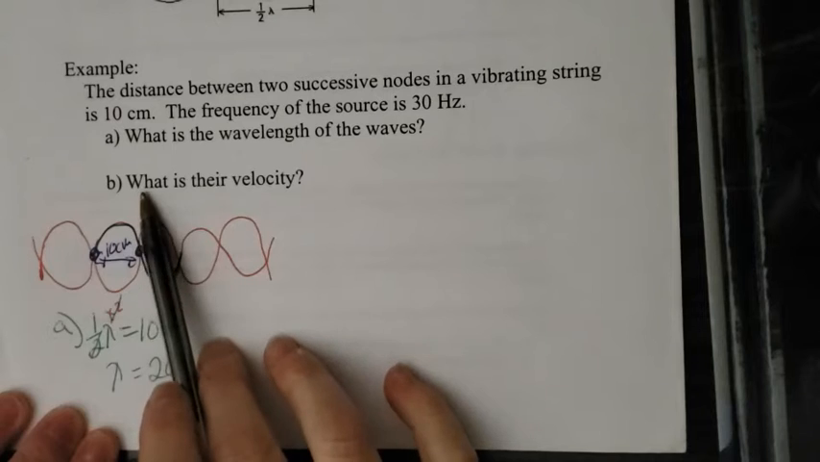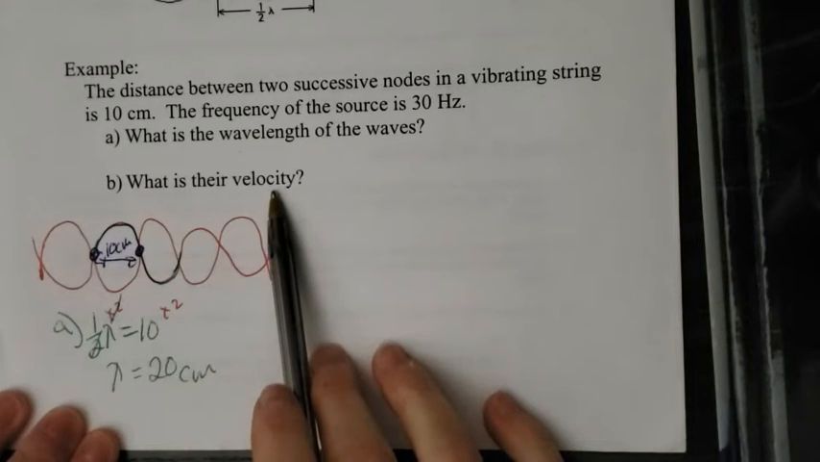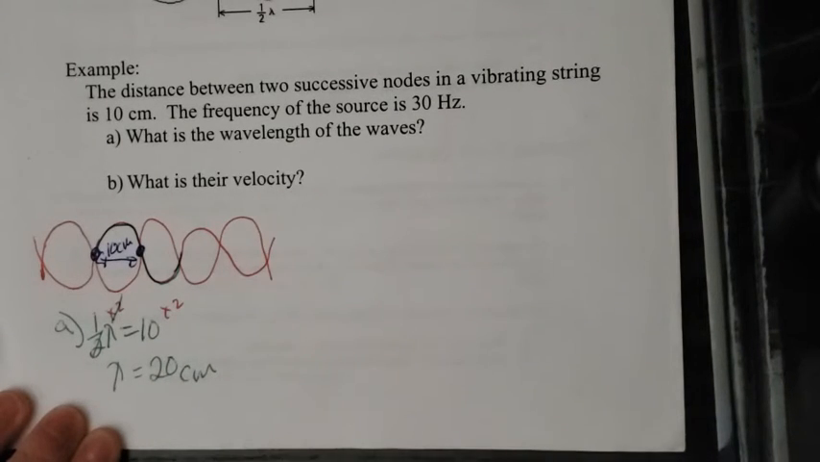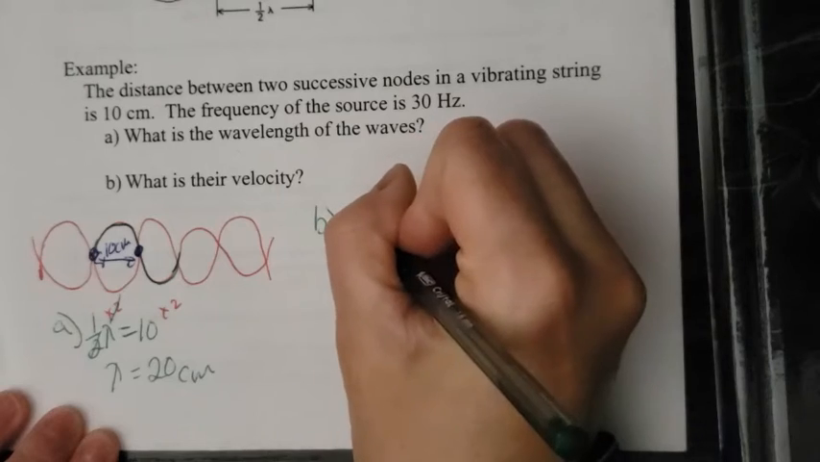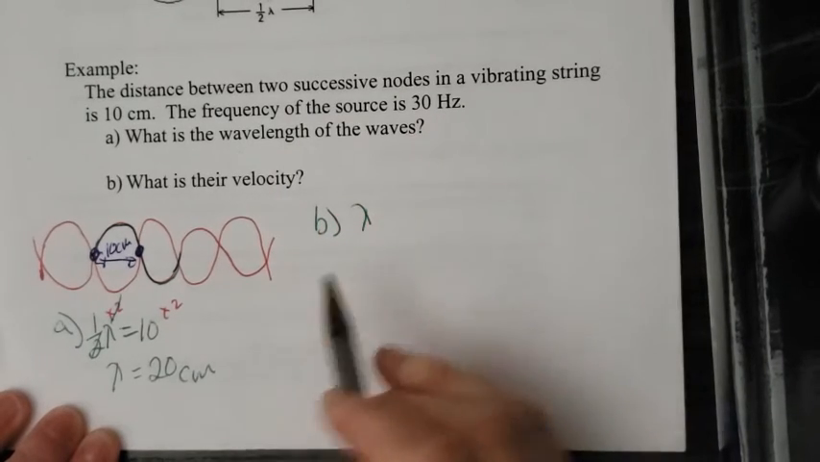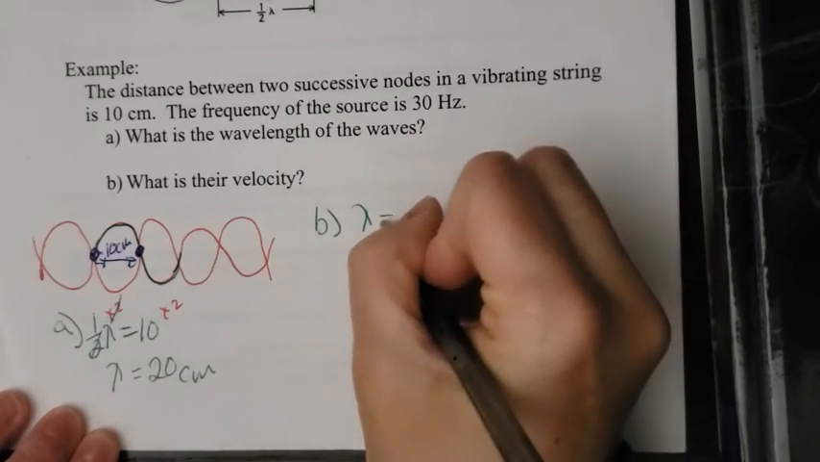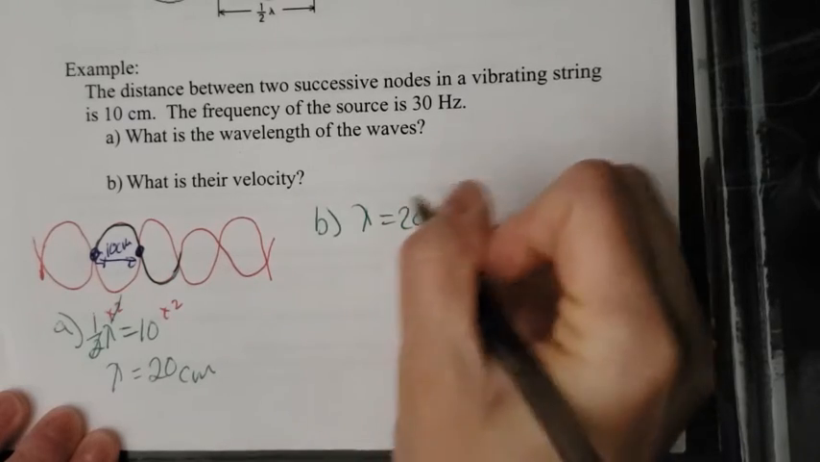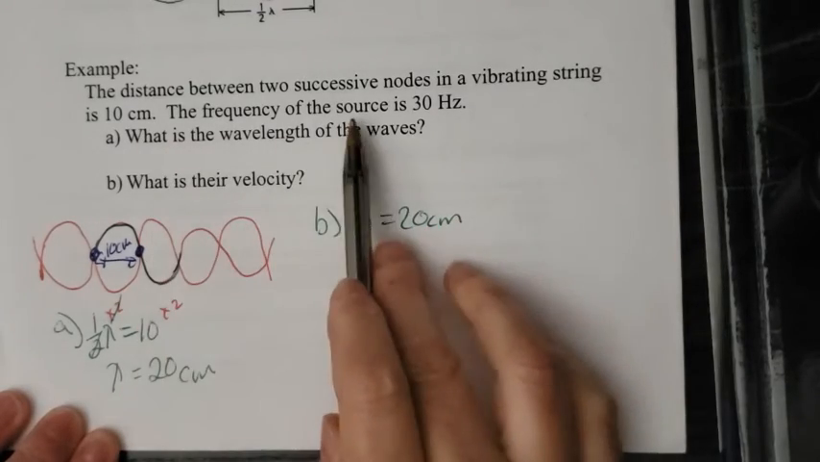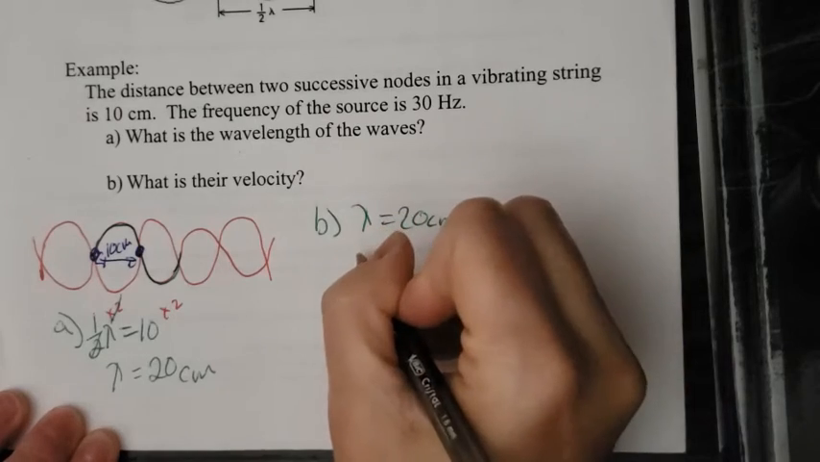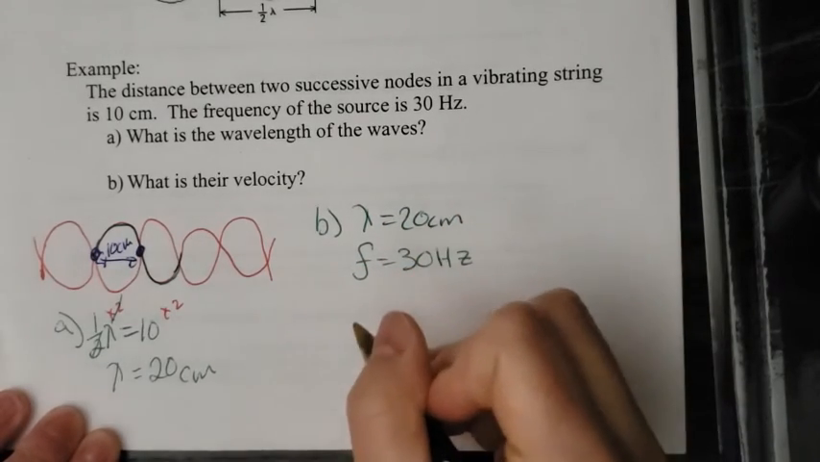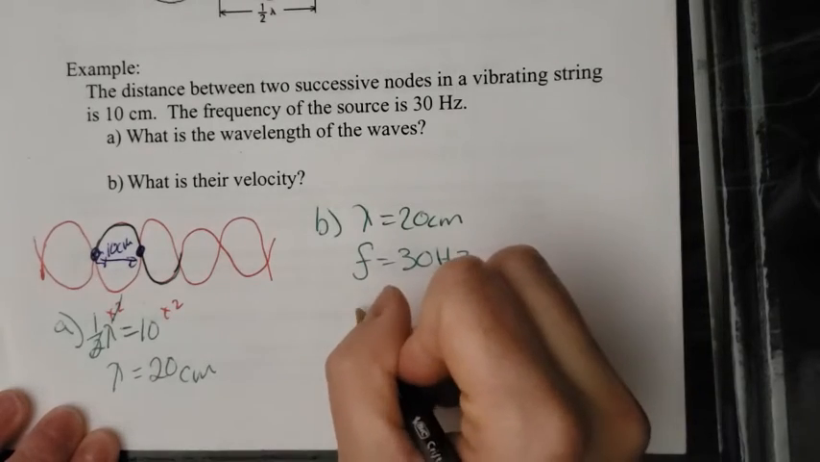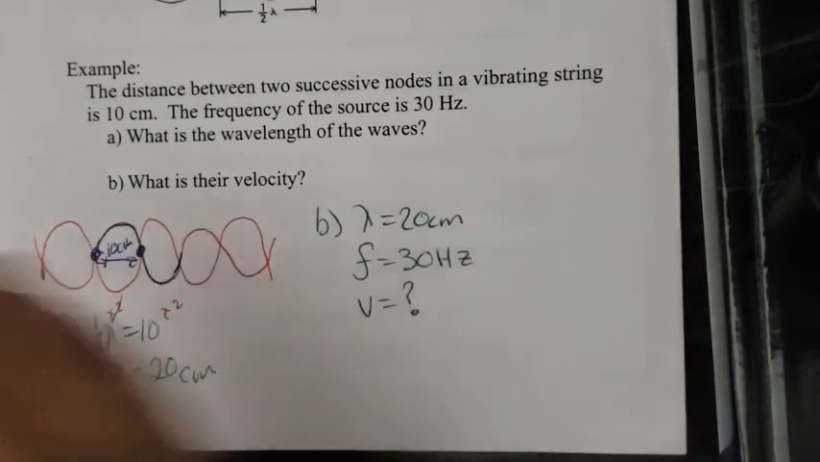In part B, it wants to know what the velocity is, or the speed. Remember that sound waves are always uniform motion. We never have to worry about acceleration. So let's write down our given information. I know lambda is 20 centimeters. I just figured that out. What else do I know? I know the frequency is 30, so frequency is equal to 30 hertz. And finally, I'm looking for the v. So v question mark.